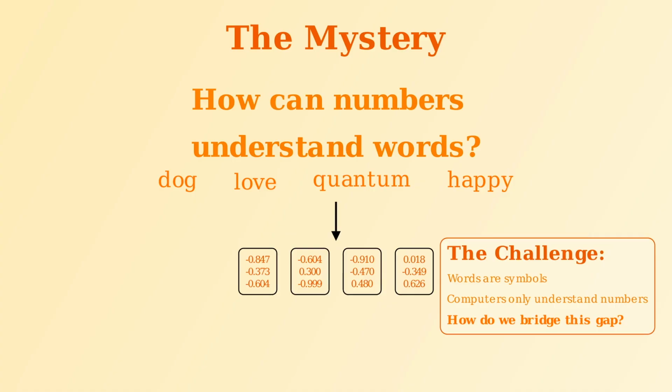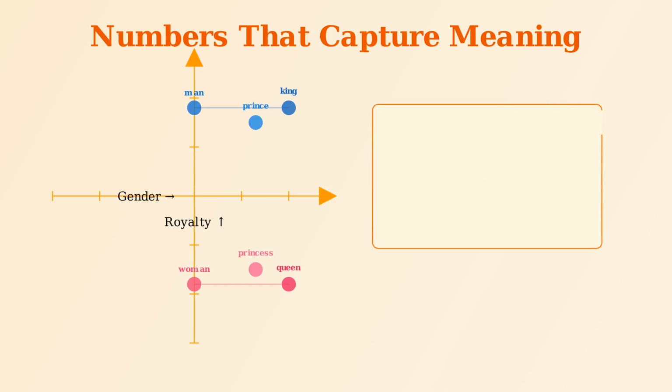This is where embeddings come in. They transform words into numbers, but not just any numbers. These numbers capture meaning, relationships, and context. Let's see how. Here's the magic. Each word becomes a point in multidimensional space. Think of it like a map where words with similar meanings are close together.